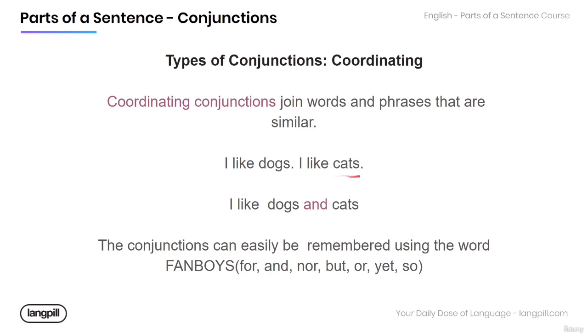Now, if these sentences were longer, then we would have to put a comma here before the coordinating conjunction. So when you're dealing with longer, more full-size sentences, remember, you need a comma before any coordinating conjunction.